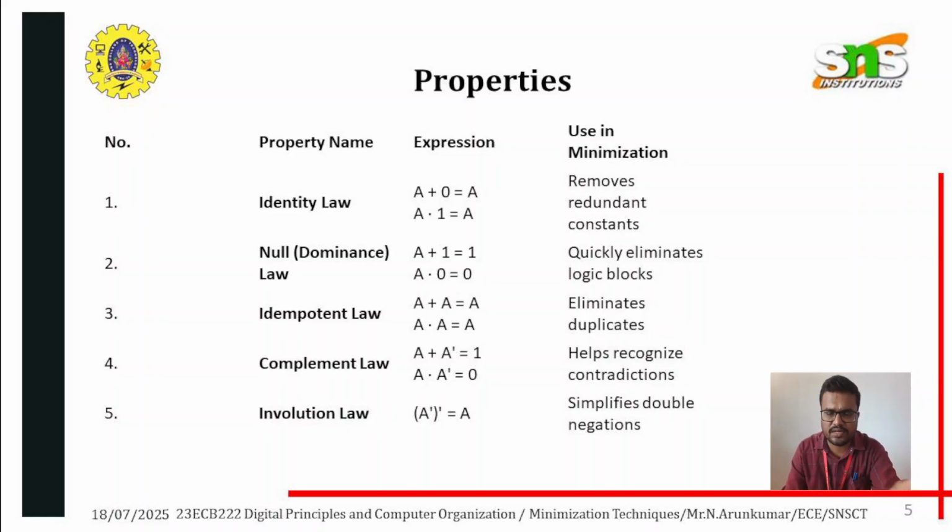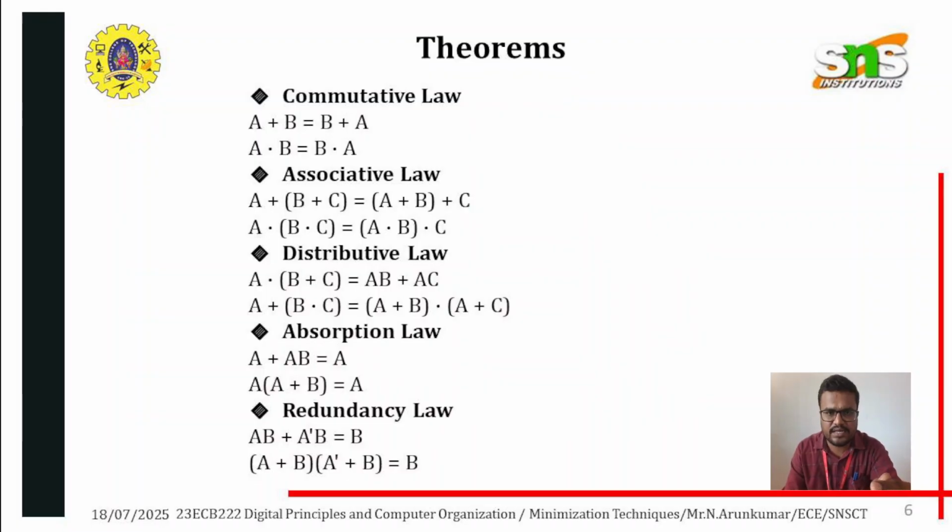Inversion law: A dash whole dash equals A, the double bar is cancelled, so A is given. And theorems: commutative, A plus B equals B plus A. Associative law: A plus (B plus C) equals (A plus B) plus C. This is used when we add more devices at the same time. Suppose B and C are one device and A is another device, then we can apply the same operation as A plus B plus C. Like this it will be formed.